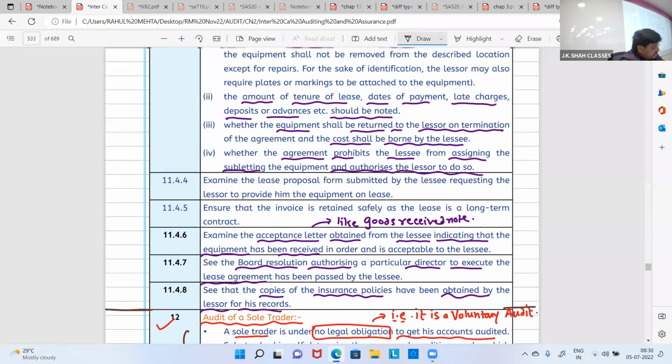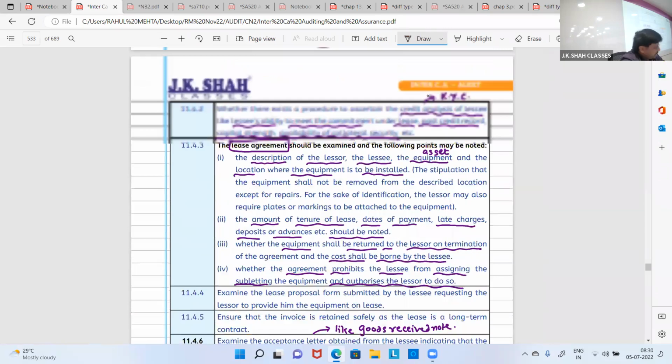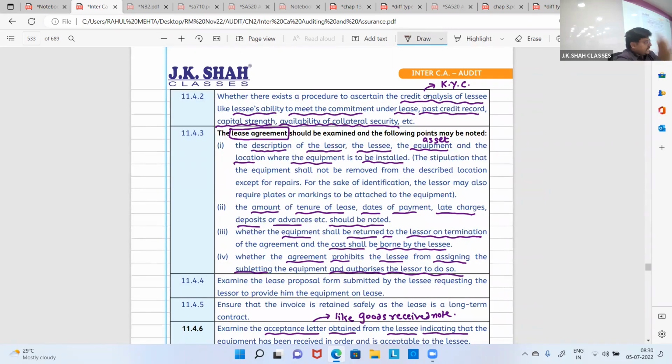Actually, you know there is also something known as subletting. What is subletting? The lessor gave it to the lessee, and the lessee gave it to someone else. That is known as subletting. Is subletting allowed? Yes, provided the lessor does not have any problem. It means you'll have to take the permission. The authority of the lessor should be there. If there is no authority of the lessor, then subletting is not allowed.